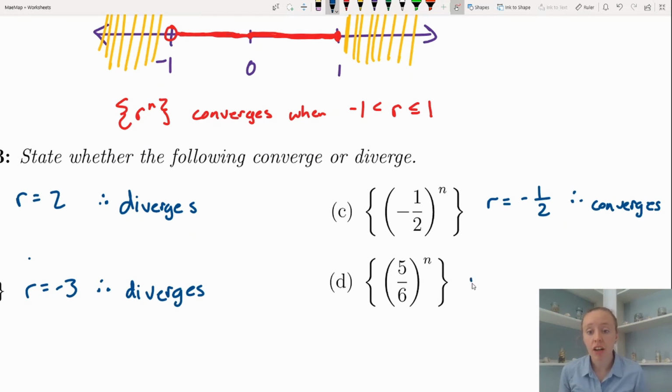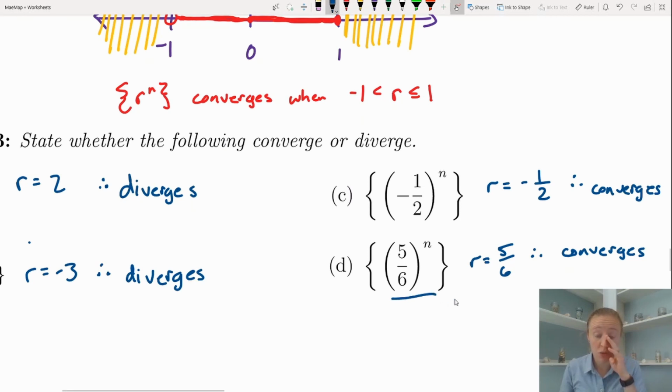Now for d, our r value is 5/6. Therefore, again, because 5/6 is between -1 and 1, this converges. And if we were to think about this visually, 5/6 to the n is decreasing and bounded. So because it's decreasing, that implies that it's monotonic, moving in one direction, and a monotonic bounded sequence converges. So just get familiar with throwing that terminology in when talking about sequences.